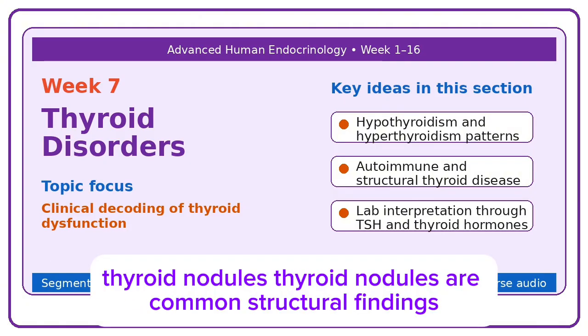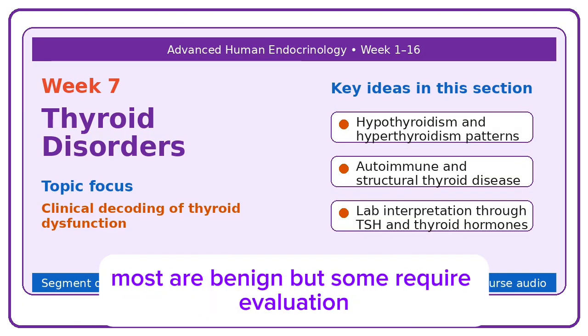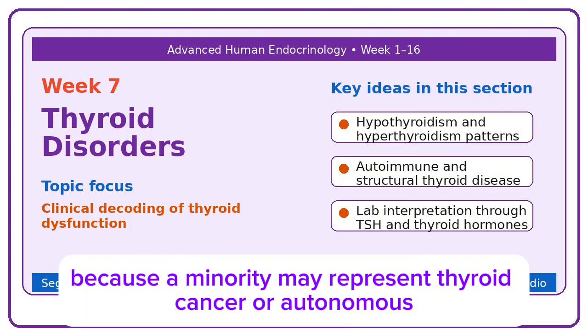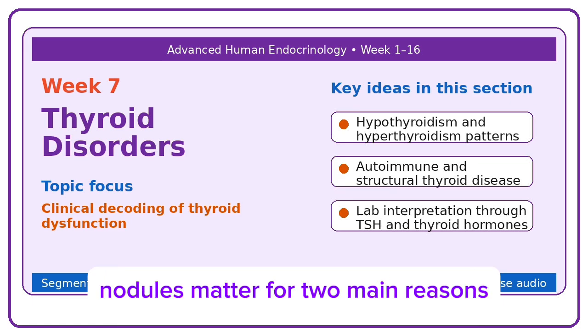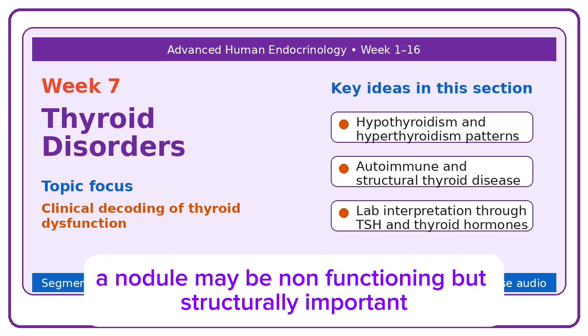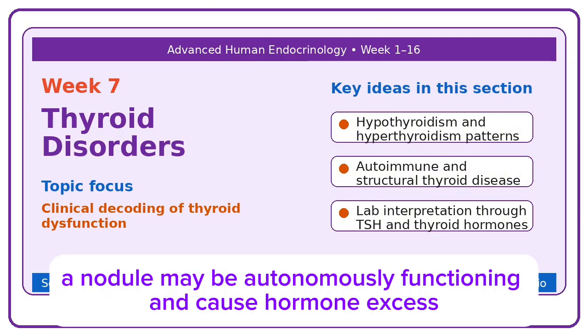Number 6. Thyroid nodules. Thyroid nodules are common structural findings. Most are benign, but some require evaluation because a minority may represent thyroid cancer or autonomous hormone-producing tissue. From a physiology standpoint, nodules matter for two main reasons. A nodule may be non-functioning but structurally important. A nodule may be autonomously functioning and cause hormone excess.